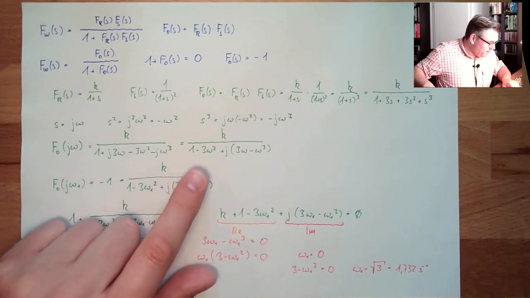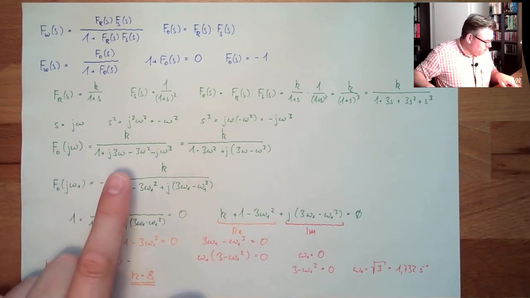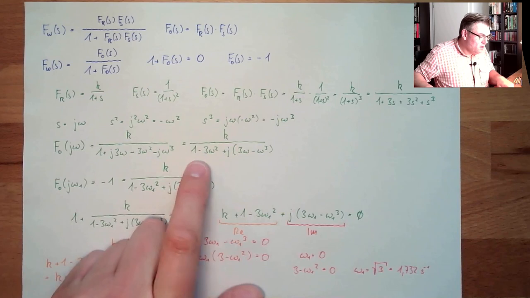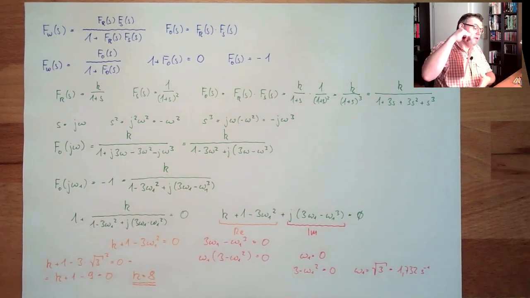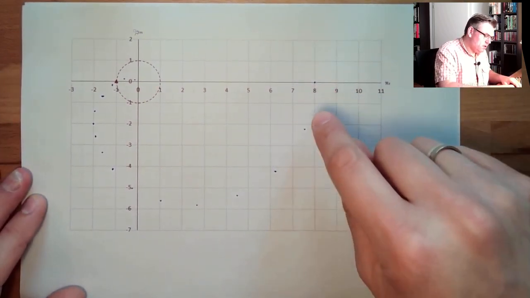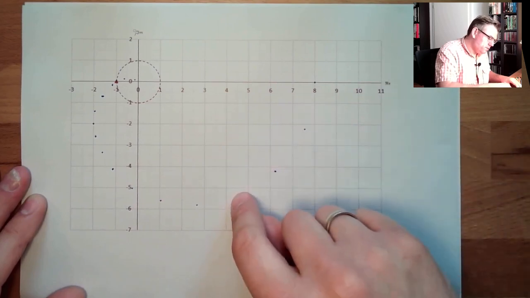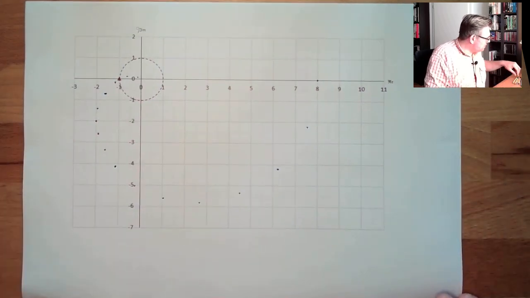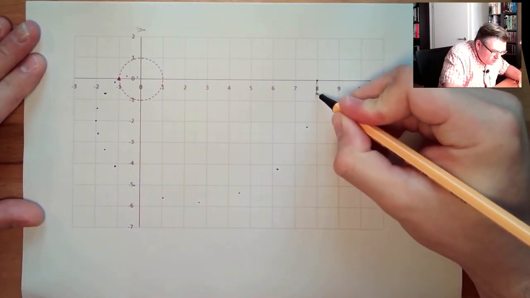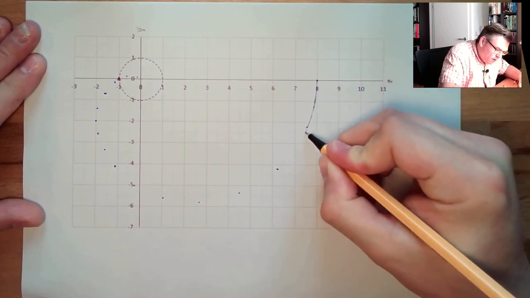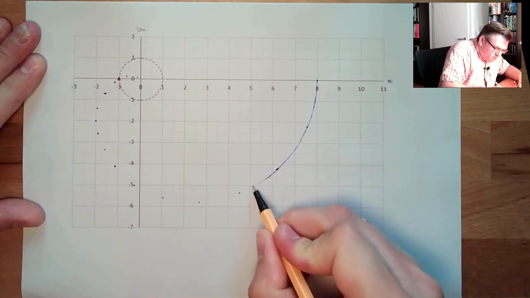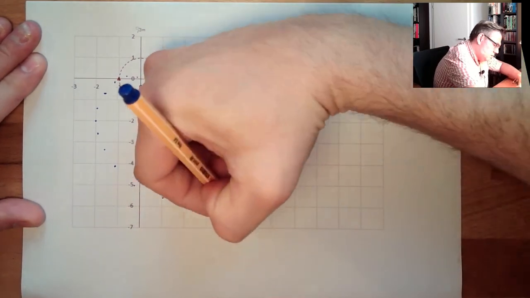I already calculated from this function, with k equals 8, different values for different omegas, and I already put them here in the Nyquist plot. You see the dots, here is 0, here is 0.1, 0.2, 0.3, and so on. I will now try to draw this, to give you an impression, connecting the points to each other. This is how this system looks in the Nyquist plot.